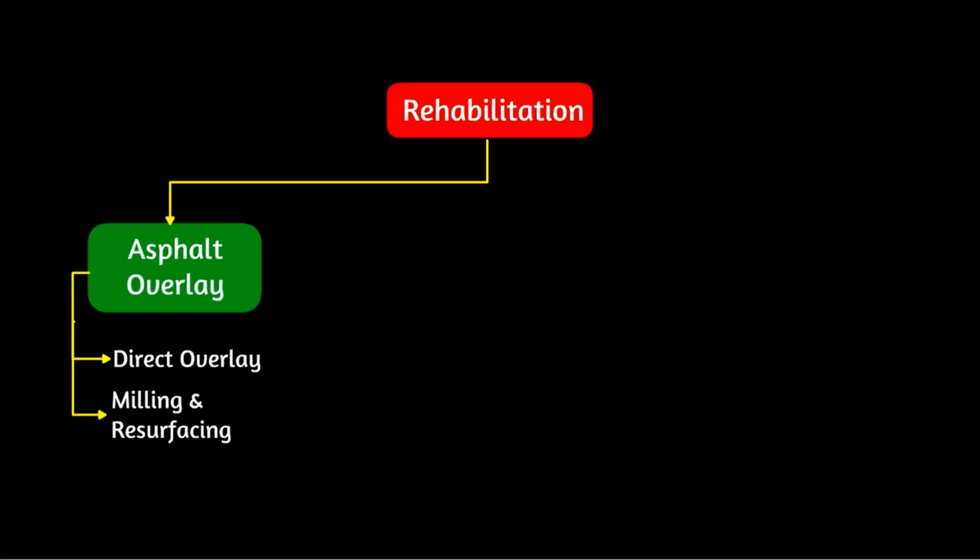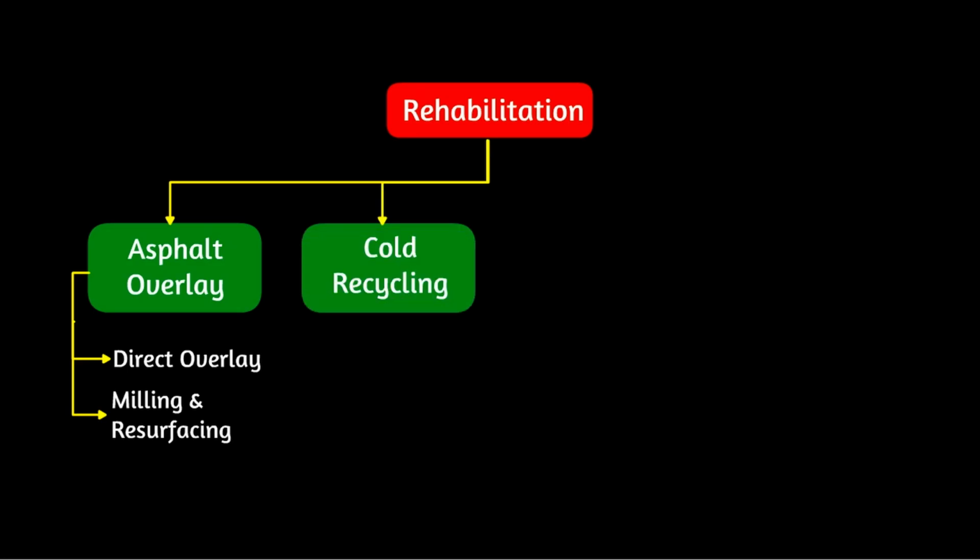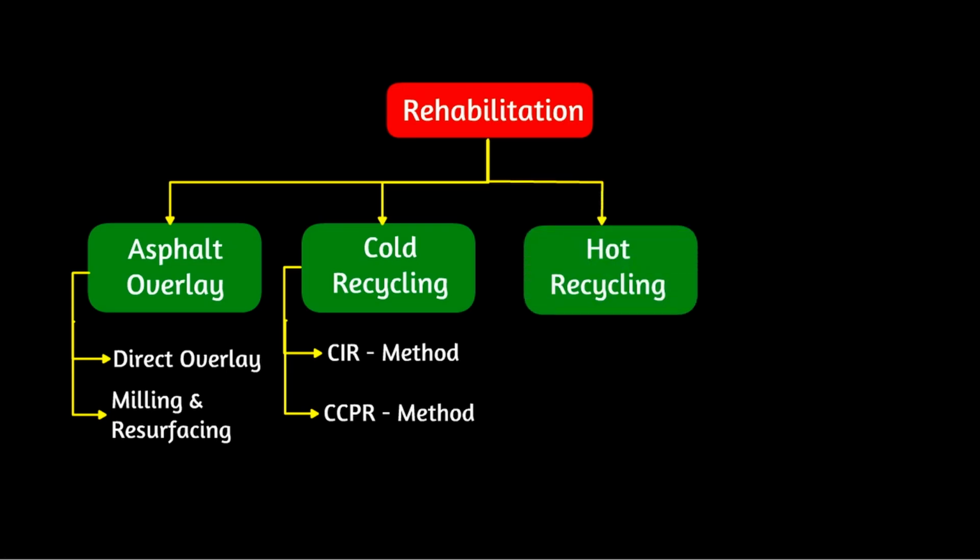The second method is cold recycling, an eco-friendly technique that reuses existing pavement material at ambient temperature. It is divided into 2 types: 1. Cold in-place recycling, CIR. 2. Cold central plant recycling, CCPR. The third method is hot recycling, which involves heating and rejuvenating the existing asphalt to restore its strength. This method is categorized into: first, hot in-place recycling, HIR. Second, hot central plant recycling, HCPR.